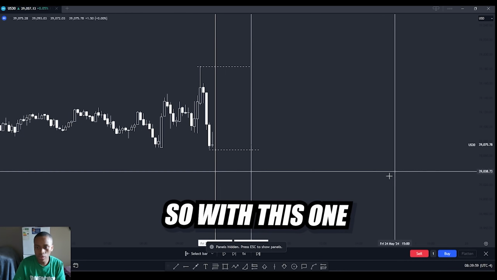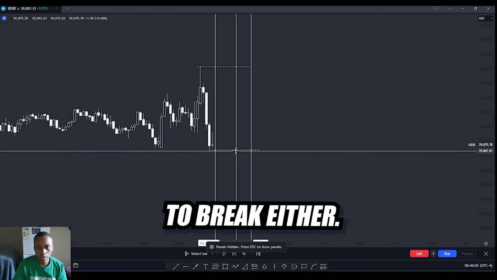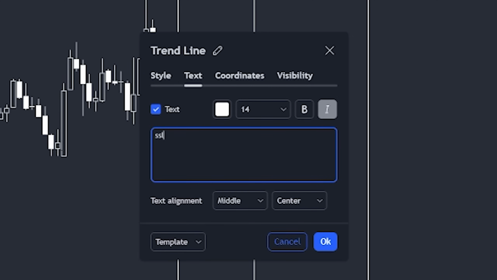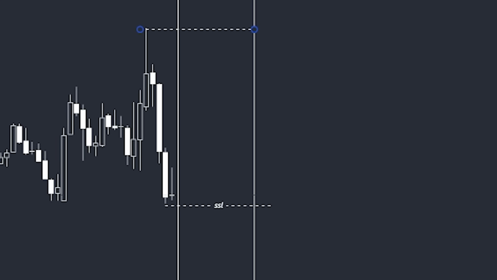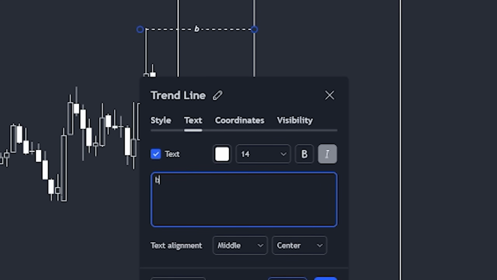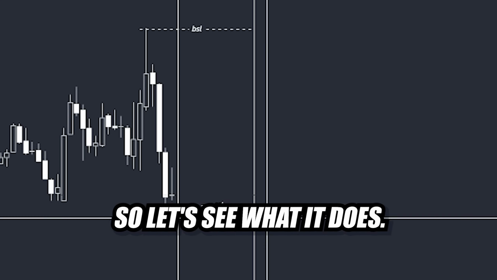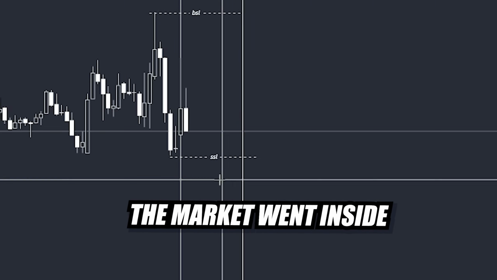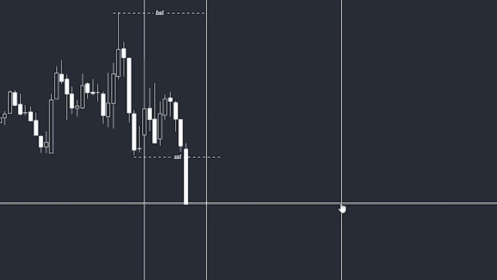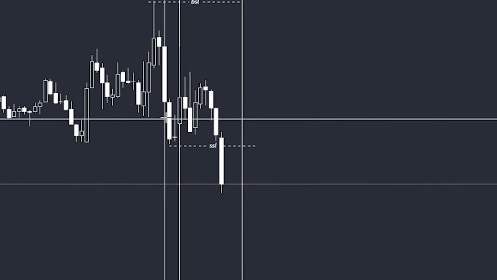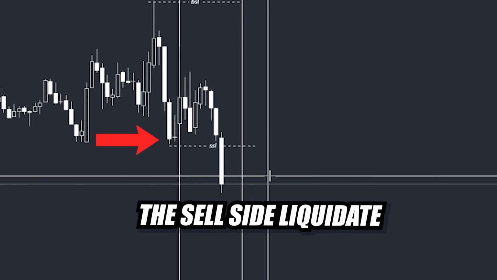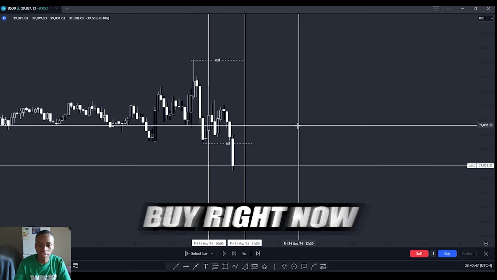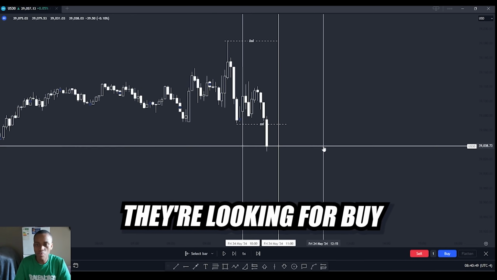So with this one, we're waiting for the market to break either the sell side liquidity right there or the buy side liquidity right there. So let's see what it does. First things first, the market went inside, right? As I said. Now the market swept the sell side liquidity. Now what we're looking for is buying right now. We're looking for buying, right?